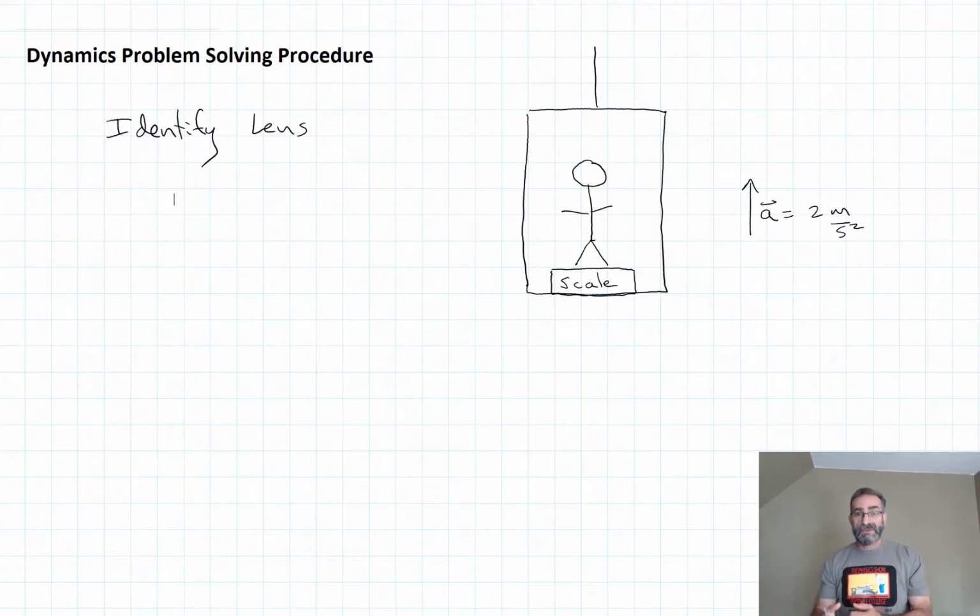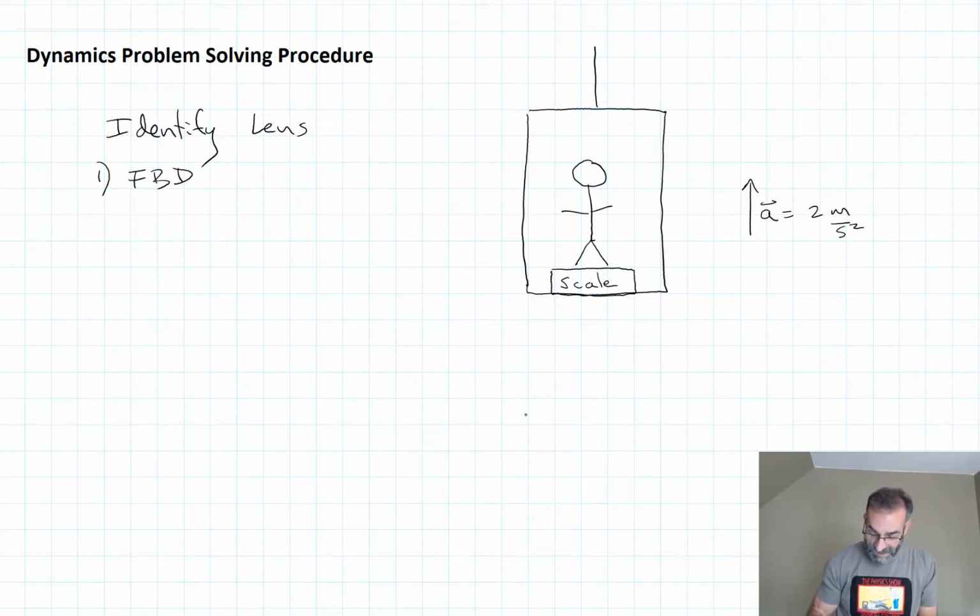If they were asking for a velocity, well, there is no velocity in the F equals ma equation, so we'd pick maybe energy or kinematics. We'd pick a different approach. But in this case, we're going to use dynamics. And the first thing I like to do to help me wrap my head around what's going on is draw a free body diagram.